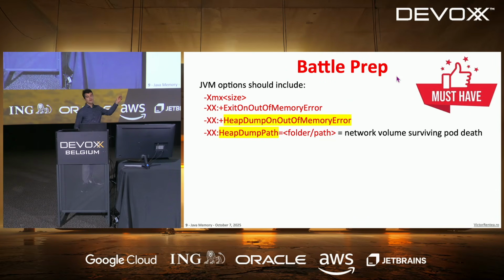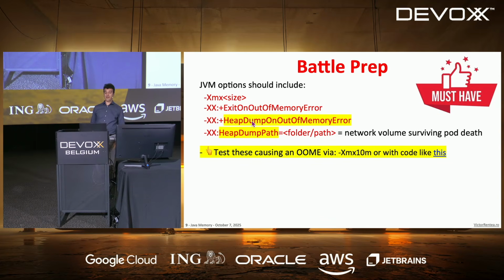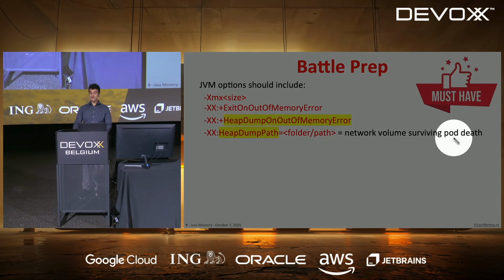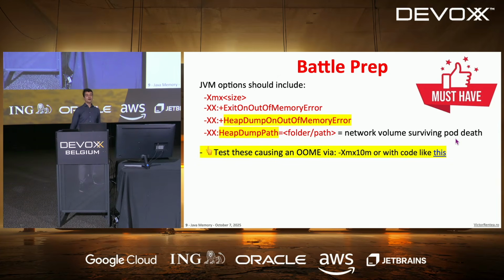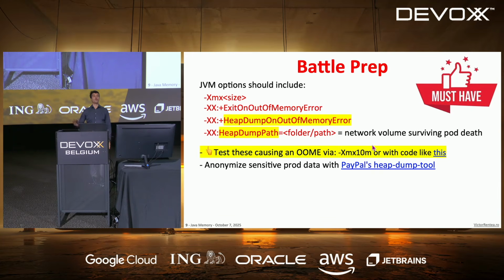An Xmx or a max percentage for your heap, I'm going to come back to that at the end, exit on out of memory, heap dump on out of memory, and heap dump path in a folder that survives Kubernetes taking your head. Very, very important. So not only set these up, but test them. Enable them, go to production, and try to use this program or start it with an indecently small amount of memory so that it falls down.